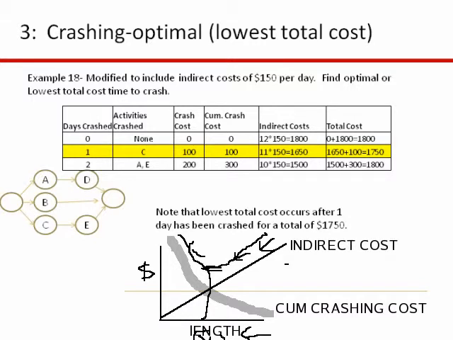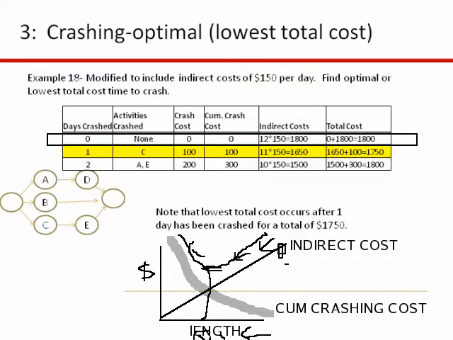So let's go back to the example that we just did, and let's just say now we have indirect costs of $150 per day. All right, so we still have 3 paths. As you recall, CE is still 12 days long. So if we don't do anything, let's just say we don't crash, we will have indirect costs here of 12 days times 150 per day, or $1,800. So basically right here, this is $1,800. We're way over here at just indirect costs. We haven't done any crashing.